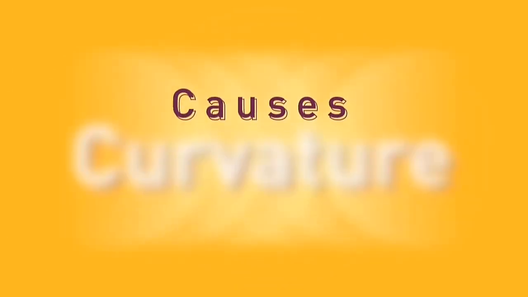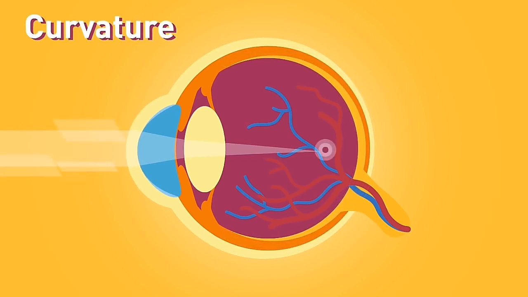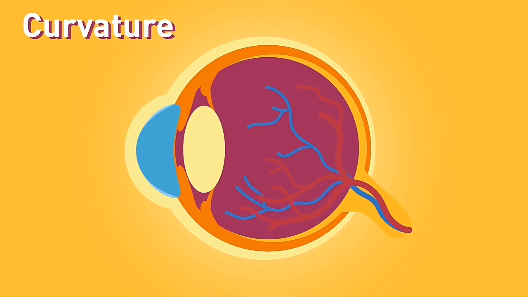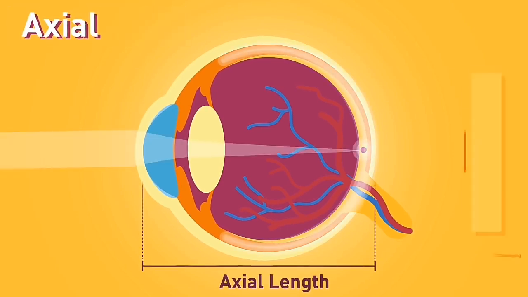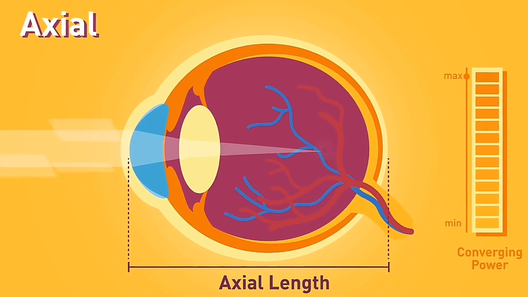Causes. Curvature: an increase in curvature of the cornea or lens causes light rays to be focused in front of the retina, and hence myopia occurs. Axial: an increase in the axial length of the eye increases the converging power and causes light rays to be focused in front of the retina.